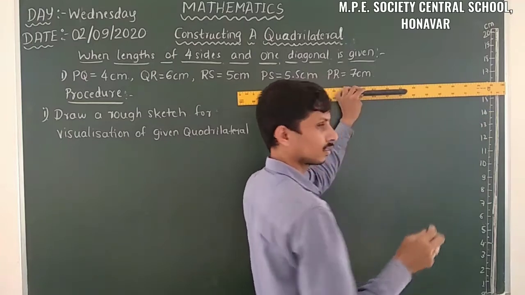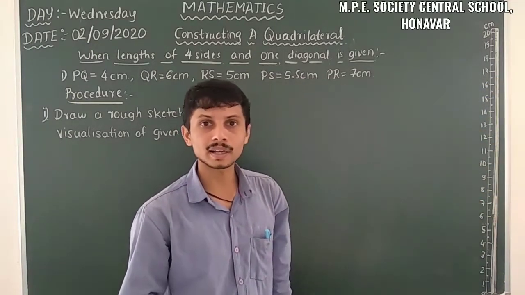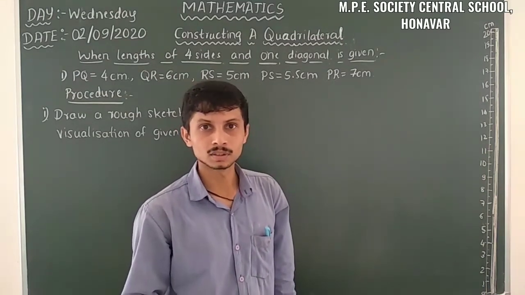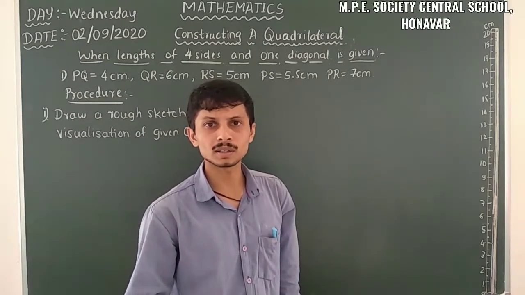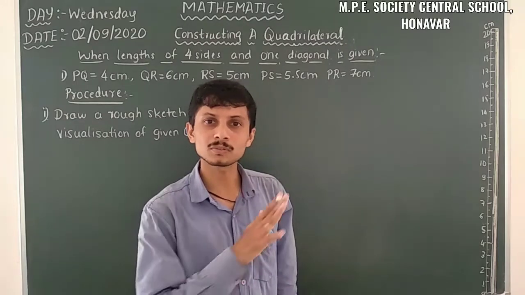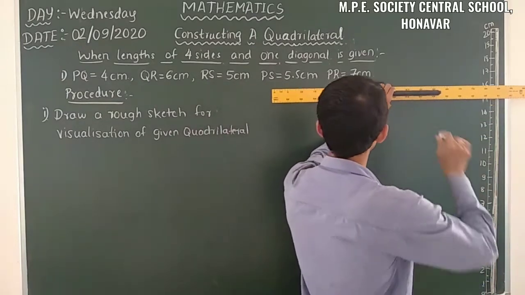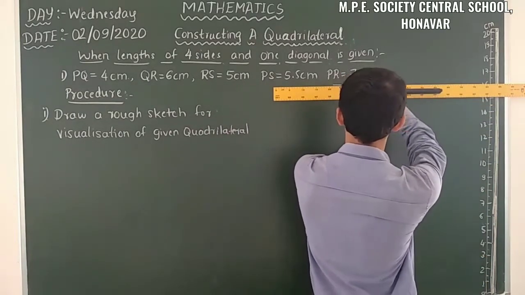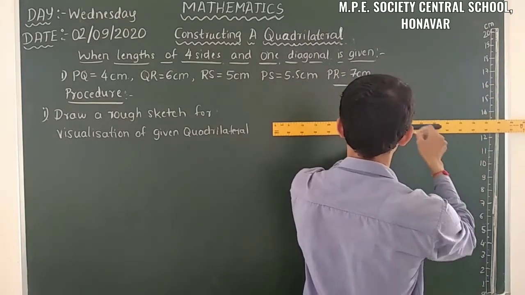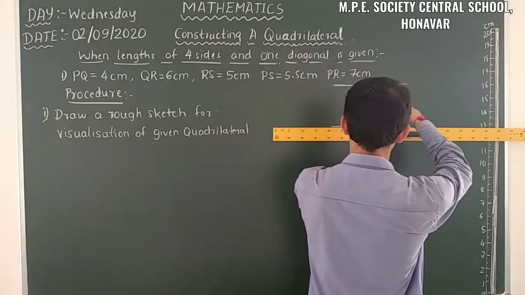Any quadrilateral, we already know, square is also a quadrilateral, rectangle is also a quadrilateral, trapezium also, parallelogram also. You can draw any quadrilateral for that. There is no restriction for the rough sketch. So draw any quadrilateral. Here I will draw a rectangle.